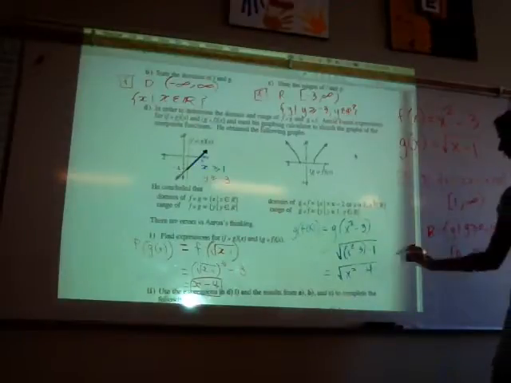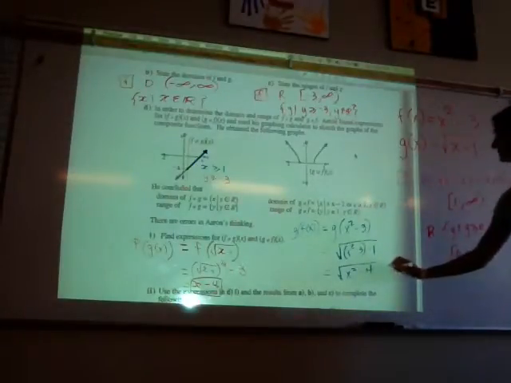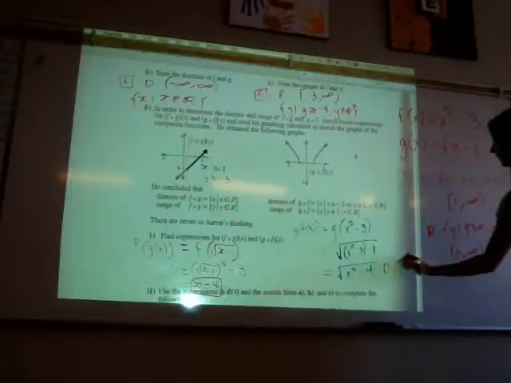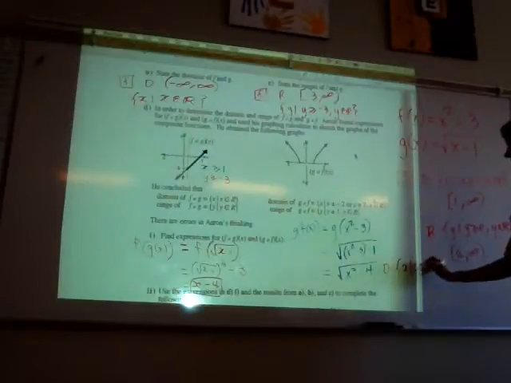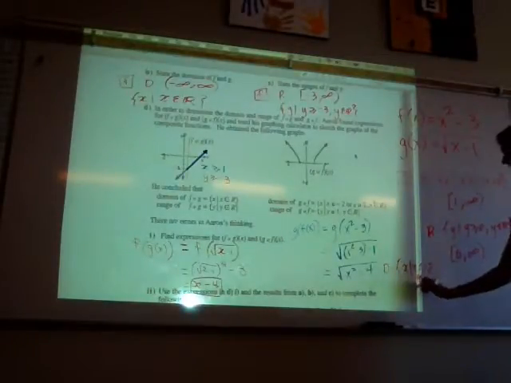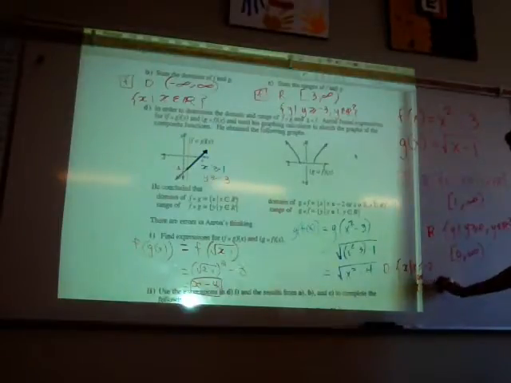So for this function, our domain will be, I'll write it this way, x is less than or equal to negative 2, or x is greater than or equal to 2. And we're looking at real numbers.